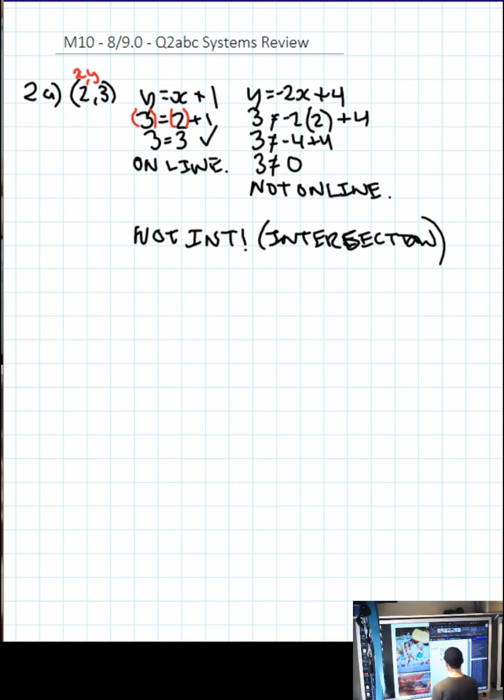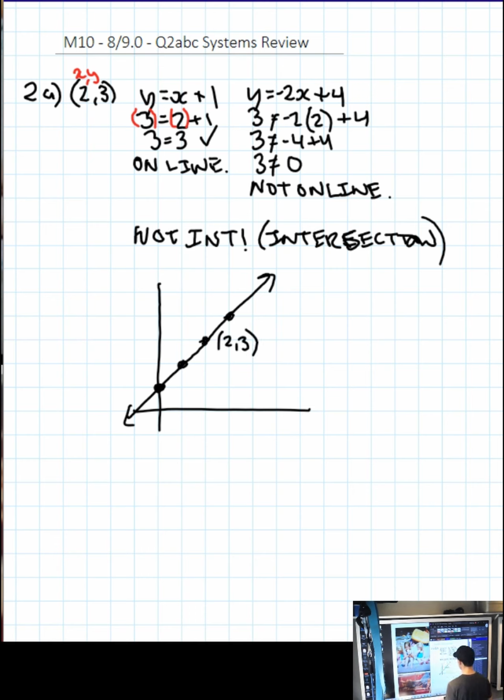So we could check our answer. Let's check our answer. If we draw a graph, our first equation, y equals x plus 1, has a y-intercept of 1, and a slope of 1, up 1 over 1. And we can draw that line. And we can clearly see that the point 2, 3 is on the line. Okay, the other equation I'm going to do in red. So we have a y-intercept of 4, 1, 2, 3, 4, and a slope of -2, down 2 over 1. I'm going to circle this point, down 2 over 1. Draw a line through it.